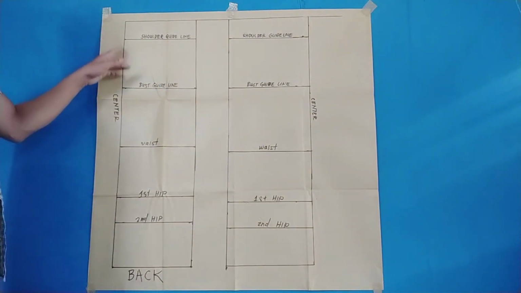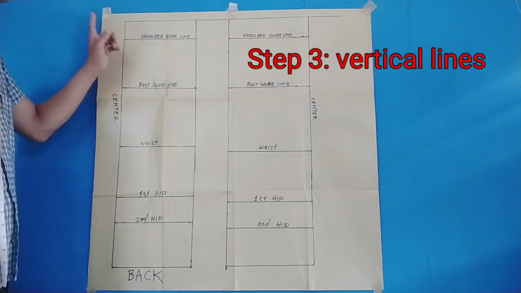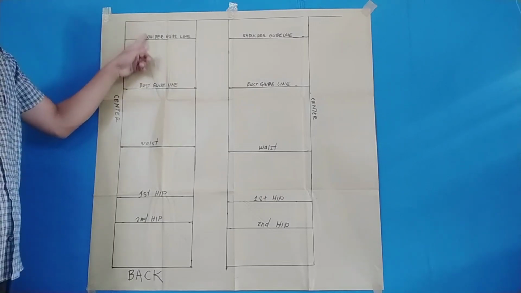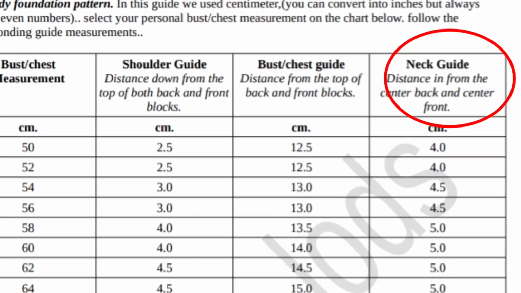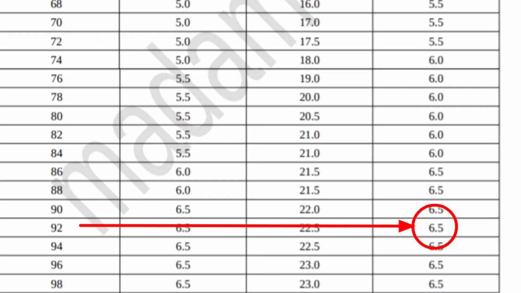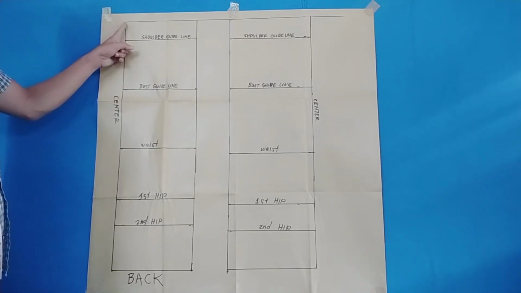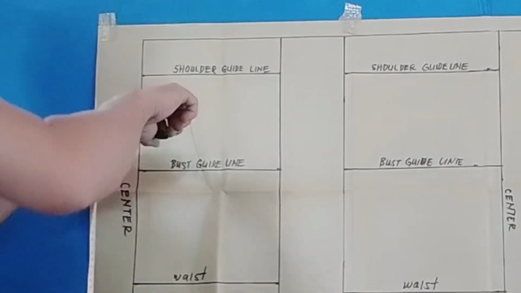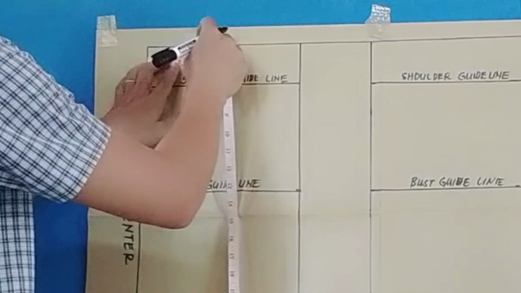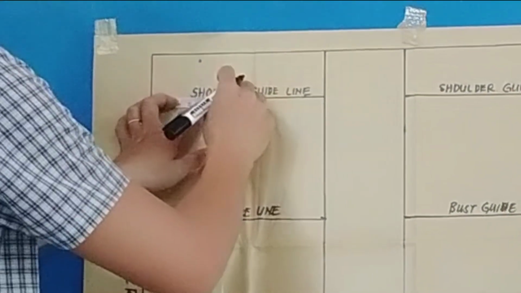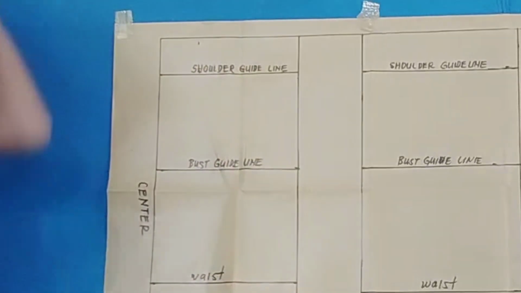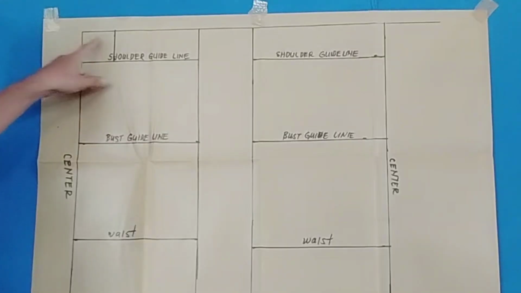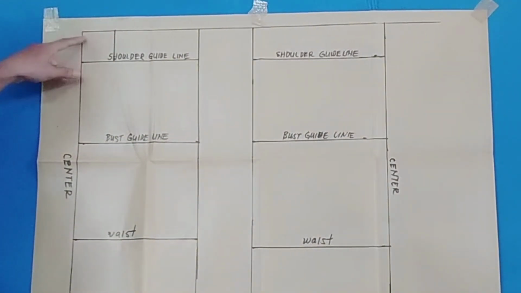So now, let us proceed to locating the vertical lines which represent the neck guideline. So the neck guideline, kukunin natin yan dun sa guide chart natin. So ang neck guideline for this is 2.5 of an inch or 6.5 of a centimeter. So susukatin natin yan mula dito sa center. Okay? We will put 2.5 of an inch, and then we will draw a line here. This will be the neck guideline. So mamaya lalagyan natin ng forma yan.